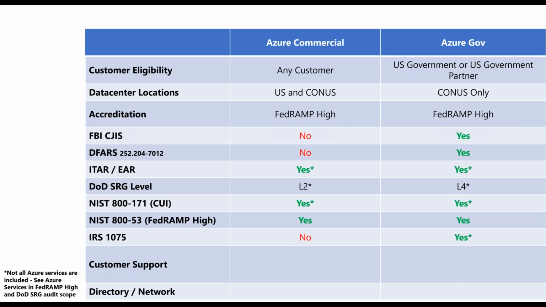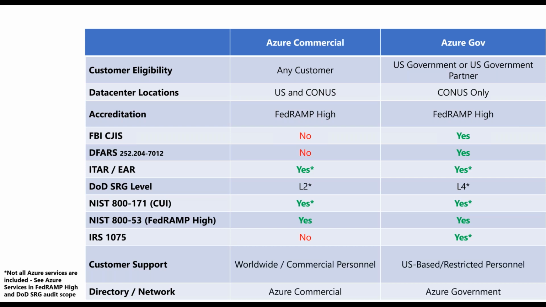The other major difference with Azure Gov is IRS 1075 type data. Again, check the services, not all of them apply, but that is going to be a requirement for Azure Gov. And very similar to the GCC side of things, where commercial has worldwide commercial personnel for support, Azure Gov is specific to US-based restricted personnel with background checks and everything. And you see the difference of directories there.